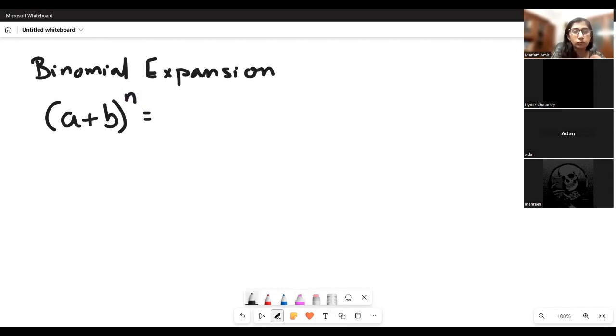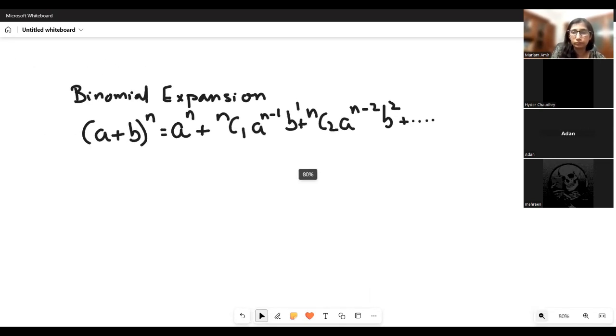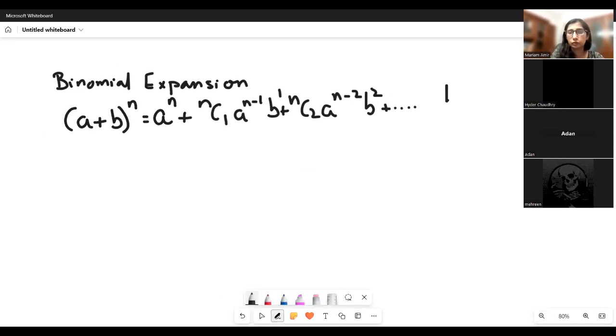And the formula used to be given to us in the formula sheet, where it was something like this: a power n plus nC1, a power n minus 1, b power 1, plus nC2, a power n minus 2, b power 2, and it would go till b power n. So the last term used to be b power n. The first term is always a power n, and the last term is b power n. So this used to be a finite series. It used to end, and the power n used to be a positive integer.